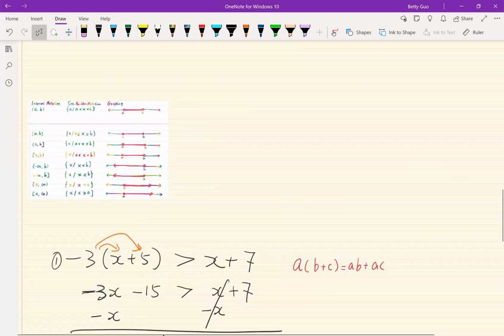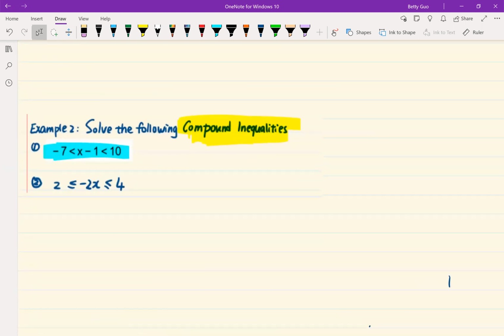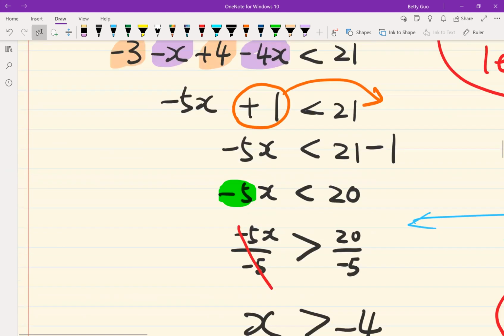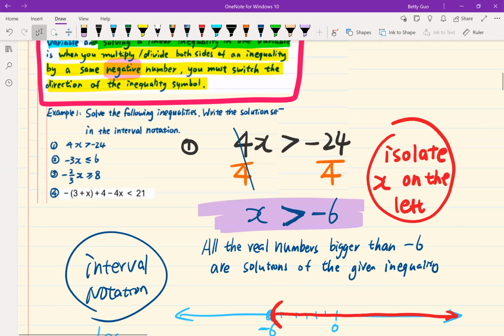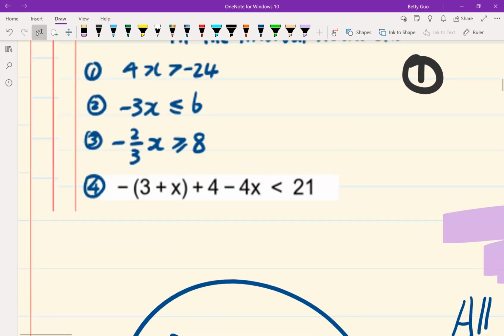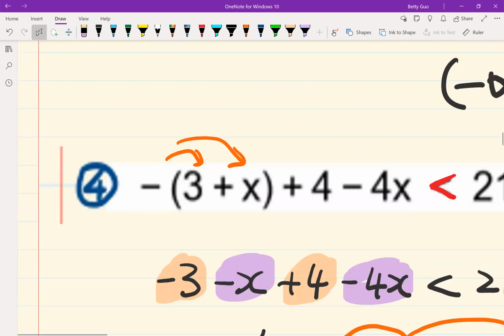Now let's move to example 2. Yesterday we did example 1. In example 1, all those inequalities only have one inequality symbol, right? Yeah, we did those 4 problems yesterday. Now let's look at example 2 in this section.